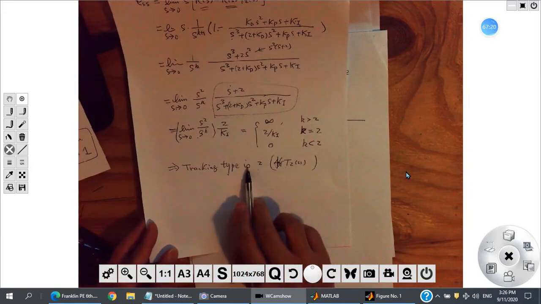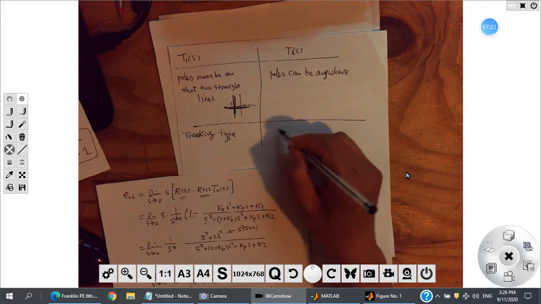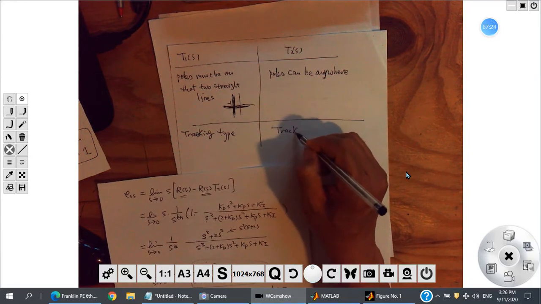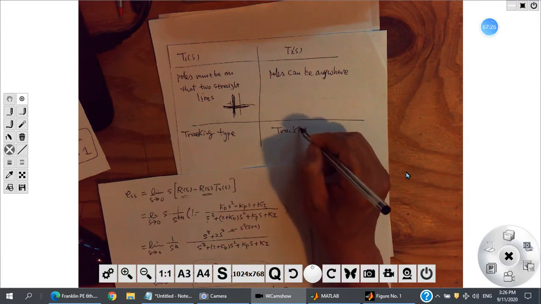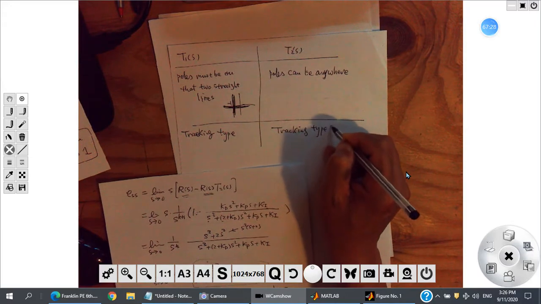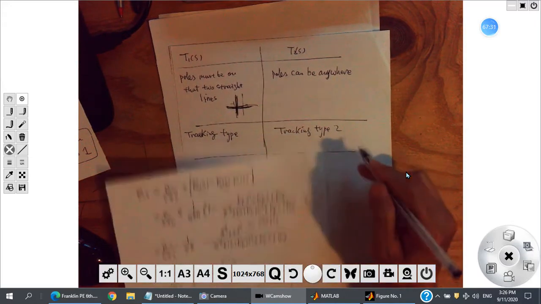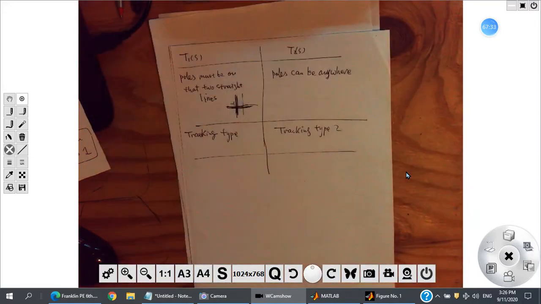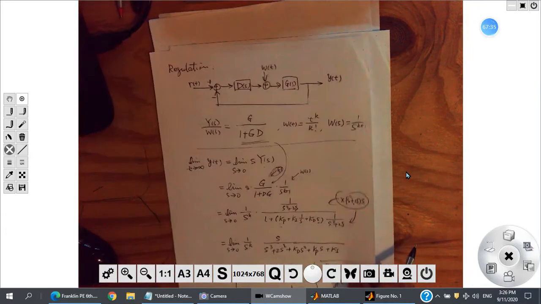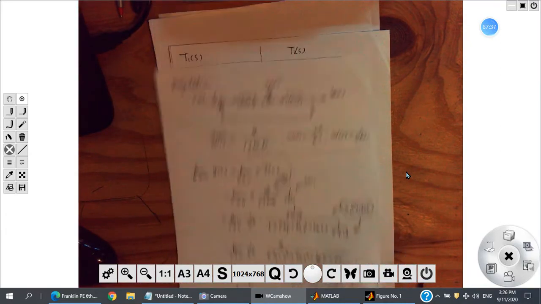T2 has tracking type 2. This is tracking type 2. Okay, let me write this. T2 is tracking type 2, and this is also T2, regulation type is 1.